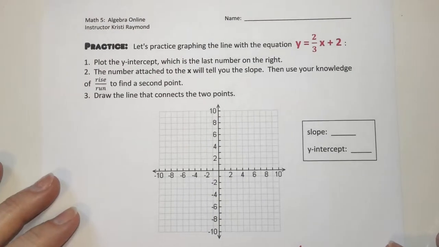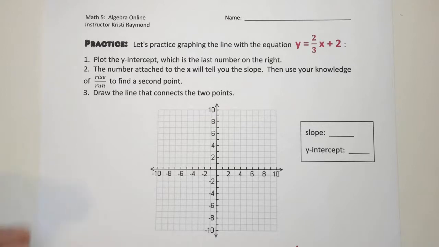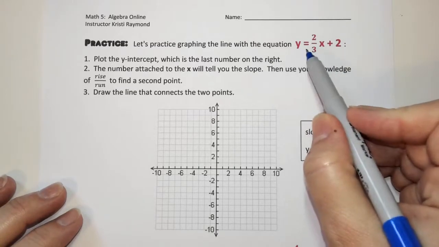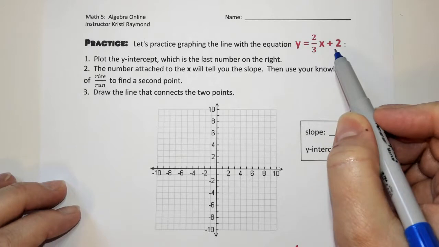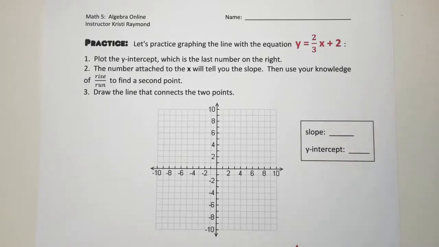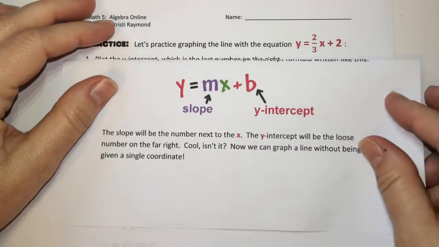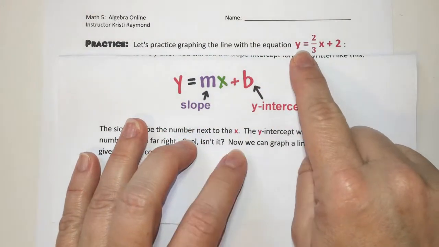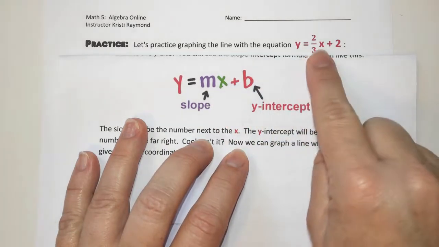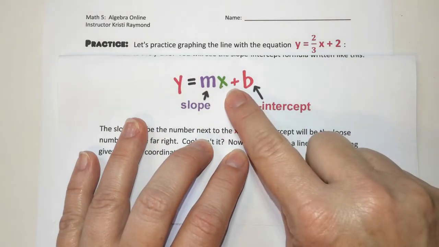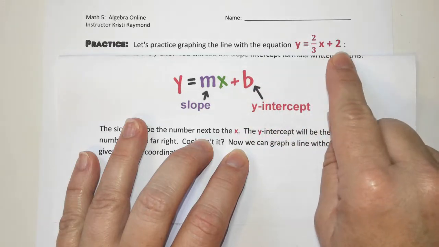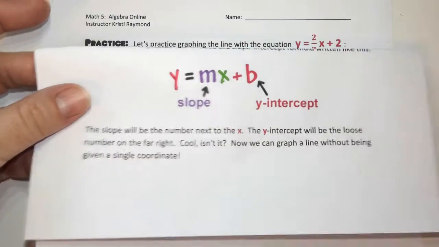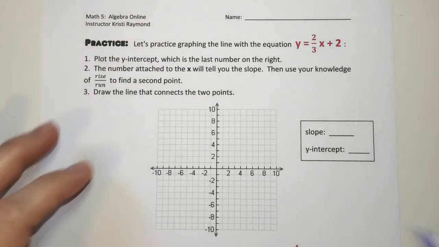So let's practice this formula. Let's graph the line with the equation y equals 2/3 x plus 2. Well, first I want to go back and make sure that this is written in slope-intercept form. Here we go. We said that slope-intercept form would have the y all by itself on the left, and it does. Then it's going to have some number next to my x, and it does. And then it's going to have a loose number on the end, plus 2, and it does. So this is slope-intercept form. It should be easy to graph this.